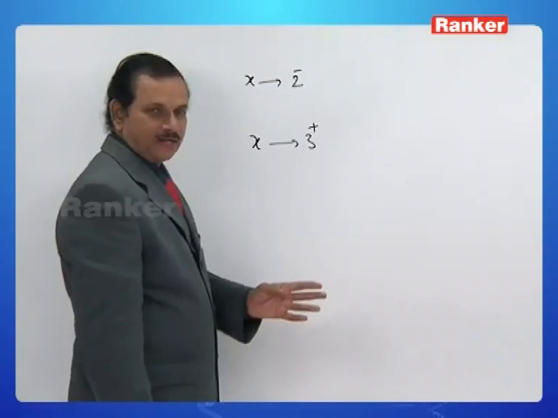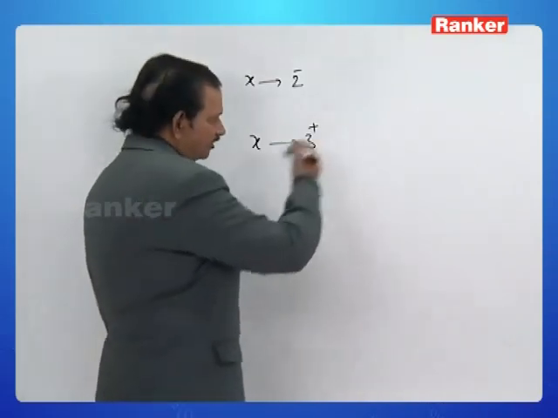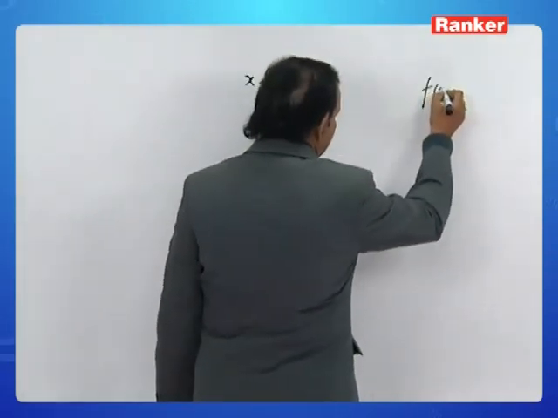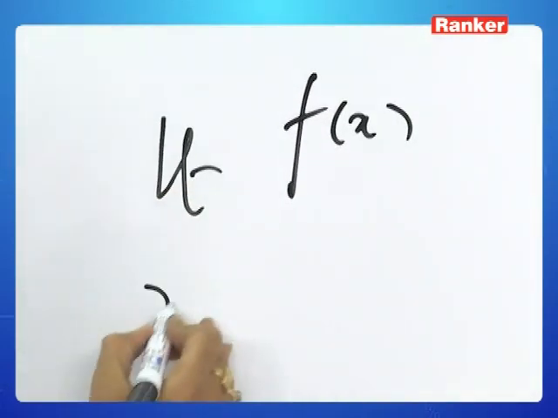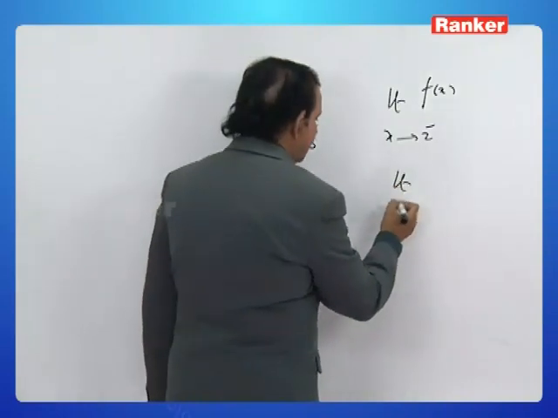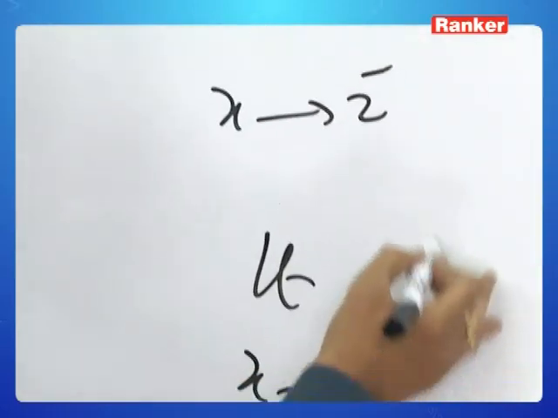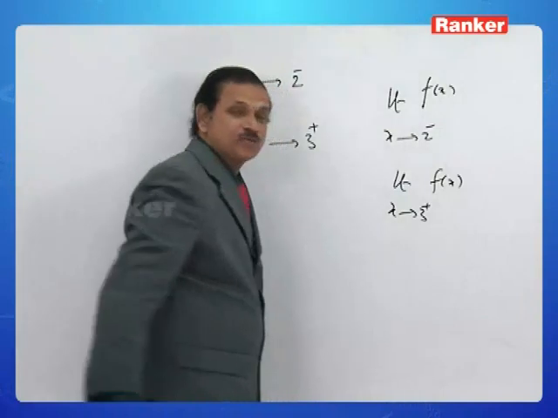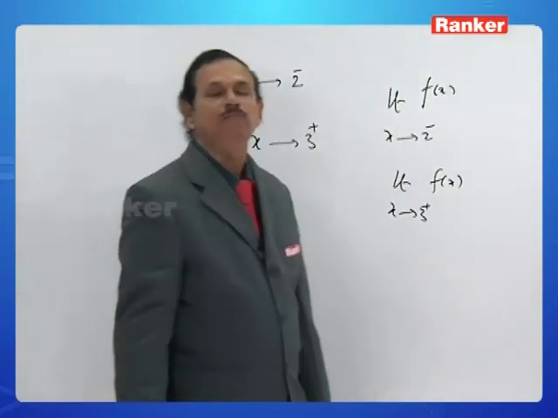Okay, x is a real number, a real variable. Basing on that, a function f of x is defined. Then limit as x tends to 2 from left of f of x, limit as x tends to 3 from right of f of x. Like that we use the symbolism.